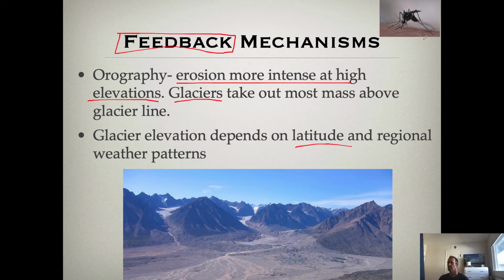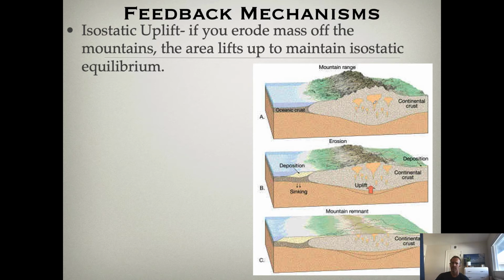Okay, so why is there a mosquito up here? That was my example of a feedback mechanism. You get a mosquito bite, you scratch it, it just seems to itch even more.